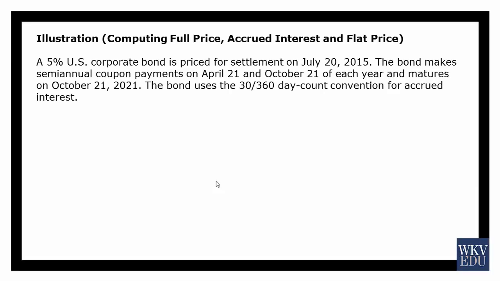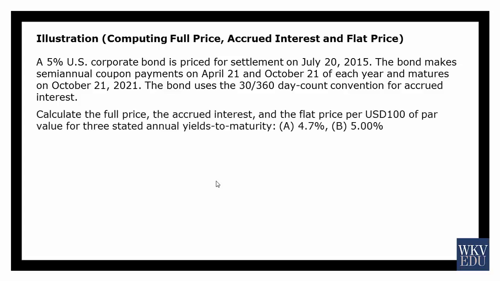A 5% US corporate bond is priced for settlement on July 20th, 2015. The bond makes semi-annual coupon payments on April 21st and October 21st each year, and the bond matures after 6 years on October 21st, 2021. The bond uses a 30/360 day convention, as it is a corporate bond. We need to calculate the full price, the accrued interest, and the flat price of the bond for two yields to maturity, 4.7% and 5%.